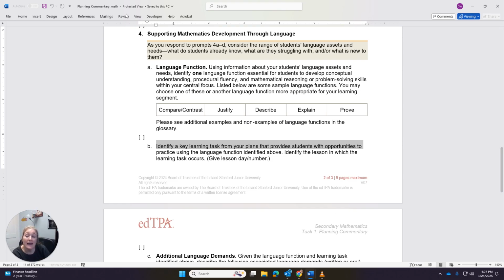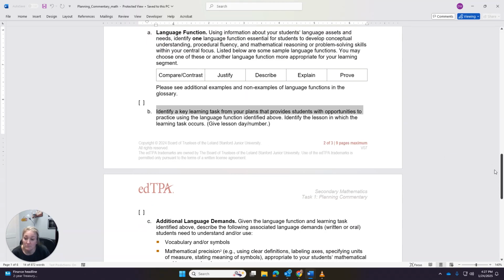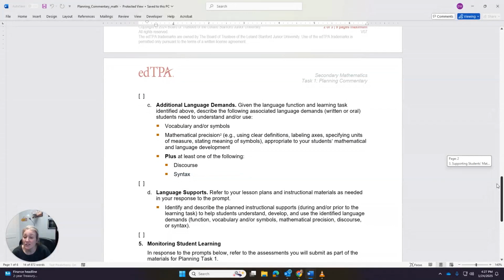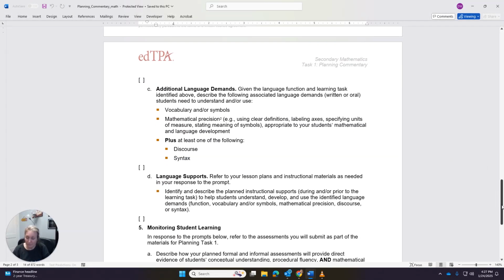So when I'm looking at any of prompt 4, I'm just talking about one lesson plan. So right here, you just write lesson 1, lesson 3, lesson 2, whatever lesson you want to look at. And now here's where early childhood kind of takes a detour, because in early childhood, you're only talking about vocabulary. Everybody else, you are going to be talking about vocabulary, discourse, and syntax.